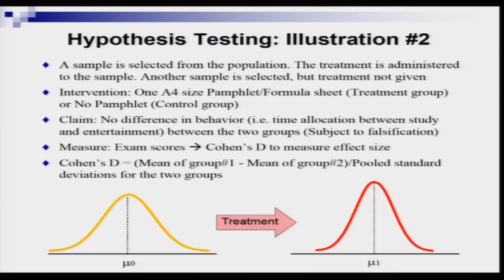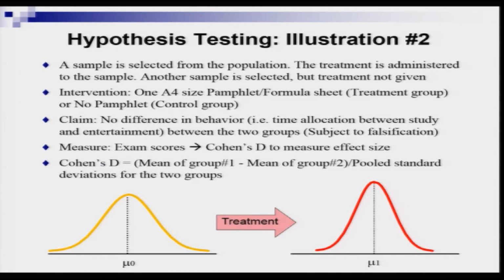Now, note that the way I am making a claim, it is basically a status quo claim, okay, and status quo means that there is no change. Now, how do I measure? Of course, I can't measure how many hours they are studying and how many hours they are spending on entertainment, that is not in our control. So, what is measurable?